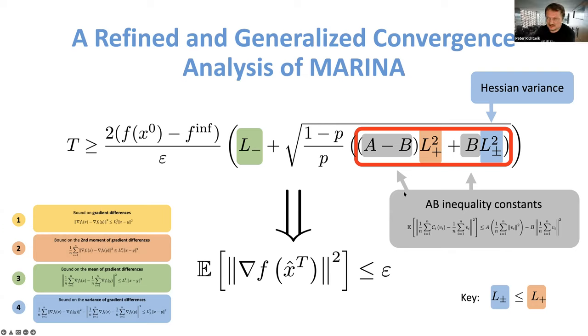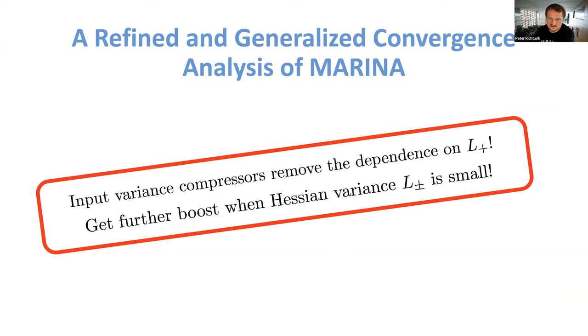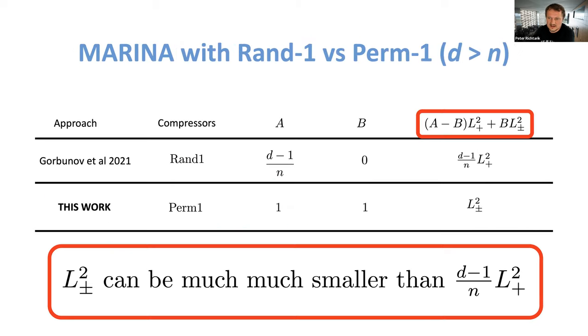So let's look at this critical term here, just to quantify how much better one can get with this approach. As I said, these input variance compressors remove dependence on this bad guy, L plus. And if L plus minus is small, one gets a further boost. In particular, if you use the original approach of Marina, Gorbunov and Cotters, where they use, let's say, the random one compressor, the A and B constants are like this. And this red quantity, which drives the convergence rate, just happens to be this. In our case, with the permutation one compressor, A and B are one, and this red quantity just happens to be L plus minus, and that could even be zero, even if L plus is huge.